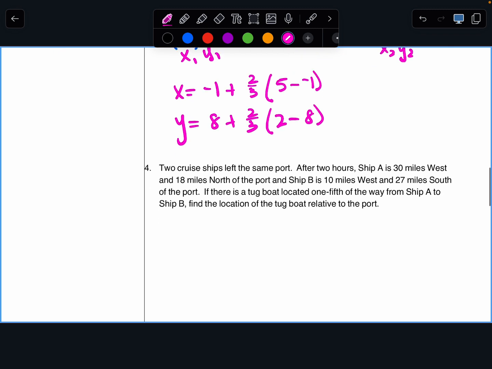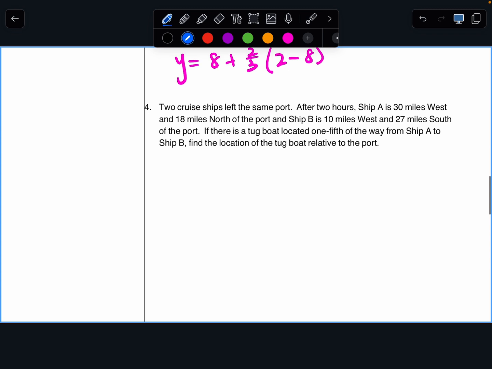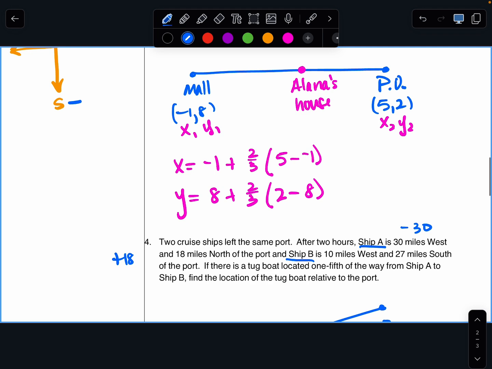One more. So we have two cruise ships. We have ship A and ship B. So here's A and here's B. A is 30 miles west. That's minus 30, and 18 miles north. Minus 30, 18 north.